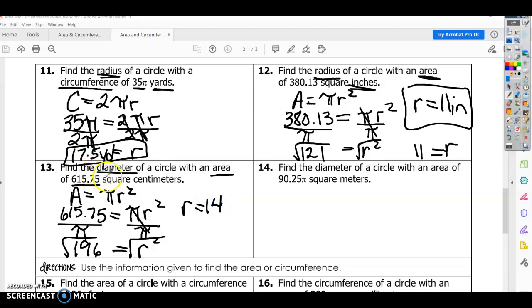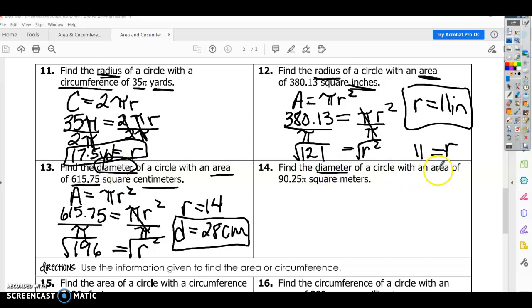Now, this one says find the diameter. We found the radius. Remember, the radius is half the distance across. The diameter is the whole distance. So your diameter can be found by taking this and doubling. So twice 14 is 28 centimeters. Okay, so make sure you go back and read the question. These up here ask for radius, but this one asks for diameter. So you had to do one more step at the end.